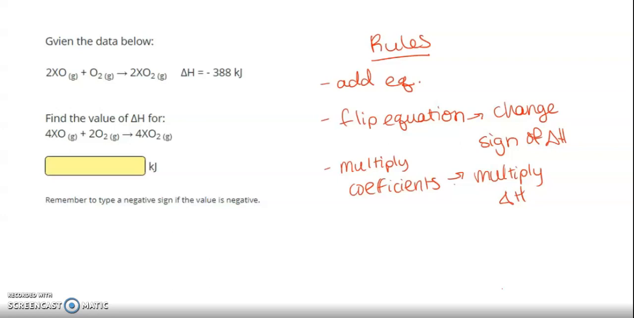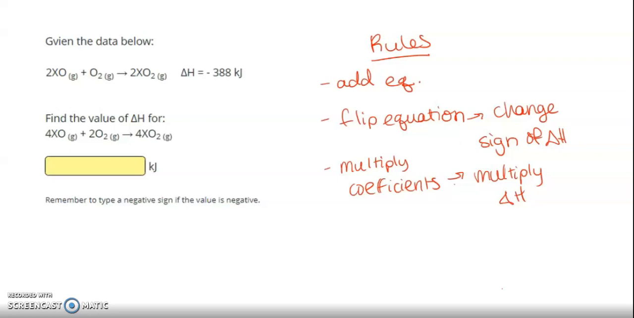Well, I don't need to add equations because there's only one. I don't need to flip it because the correct reactants are on the left side, XO and O2 are on the left side, XO2 is on the right side. So I'm going to need to probably multiply these coefficients. If I look at my given equation, it has coefficients of 2, 1, 2. And in the equation I'm trying to find delta H for, the coefficients are 4, 2, 4.